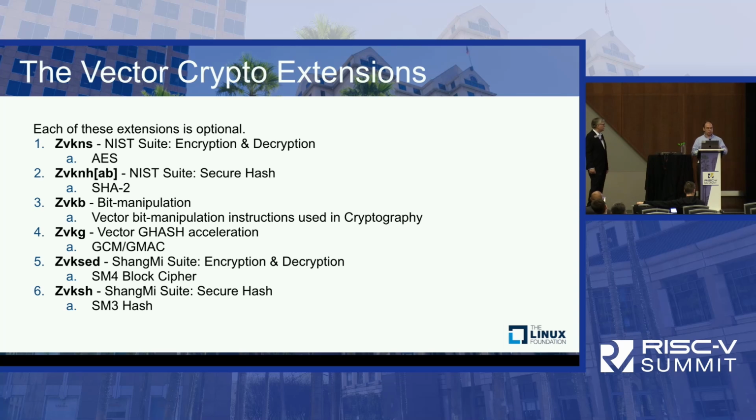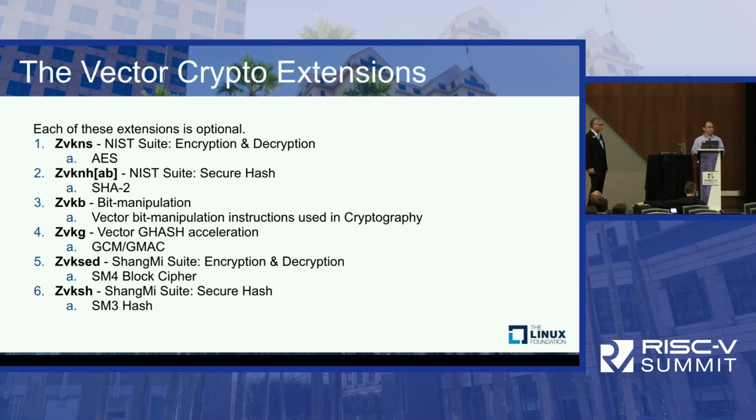The ZVKG is a vector GHASH acceleration. This is used for GCM mode, which you may do with AES or SM4. It is a single instruction that does a round of GHASH. So it's a very powerful instruction. It is very large. It requires 128 by 128-bit carryless multiply. One could implement it over several cycles reusing logic or just building the full multiplier to get the highest performance.